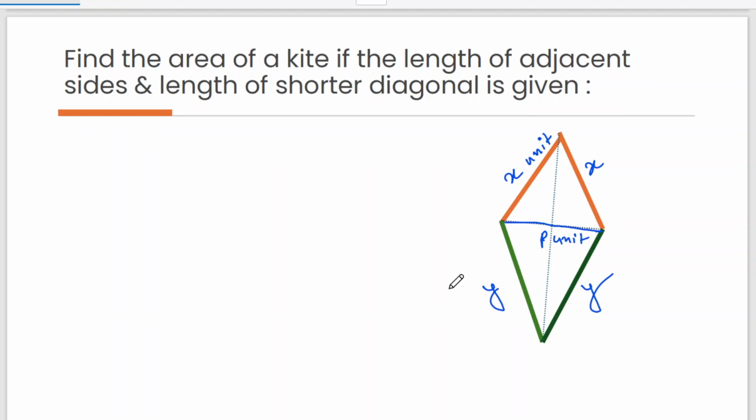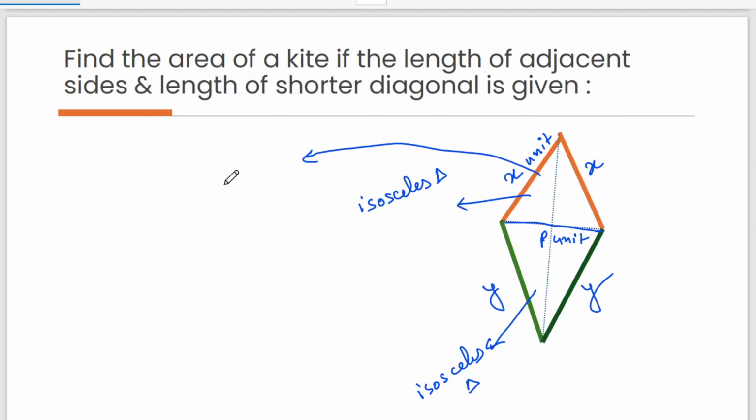Now, they have asked you to find the area of this kite. How can you find it? See, you have got two isosceles triangles. This is an isosceles triangle, and this is also an isosceles triangle. Why are they isosceles triangles? Because we have got two sides equal. Now, if I find the area of this triangle, what will I get?